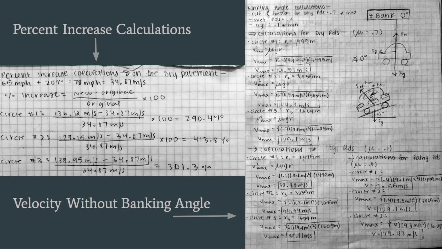And so to find that, the coefficient of friction we used for dry surfaces was 0.7, for wet surfaces was 0.4, and for icy surfaces it was 0.1. And so in order to account for that coefficient of friction and find the velocity with that, we did velocity equals the square root of the coefficient of friction times gravity times the radius, and added all of those values to 34.85 meters per second, which is the velocity with the banking angle for each curve.